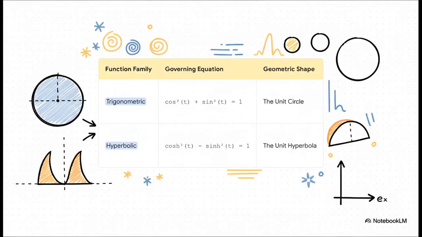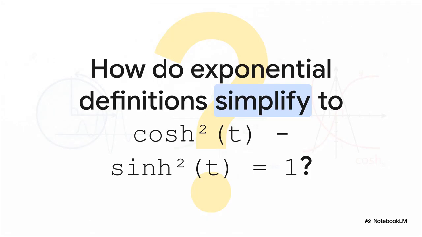And right here, this is the big aha moment. While cosine squared plus sine squared equals 1 gives us a circle, the hyperbolic identity, cosh squared minus sinh squared equals 1, gives us a hyperbola. That's it. That's their home. They aren't circular functions at all. They are hyperbolic functions, and they trace out the points on a unit hyperbola. Okay, I know what you're thinking. That's a pretty bold claim.